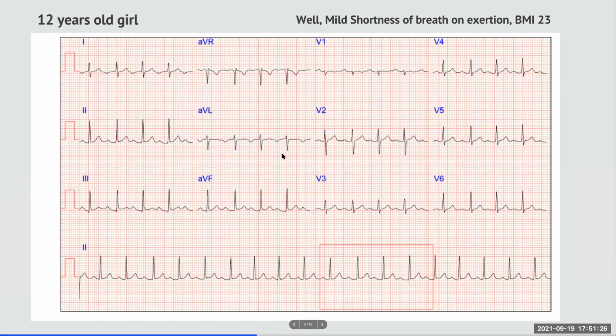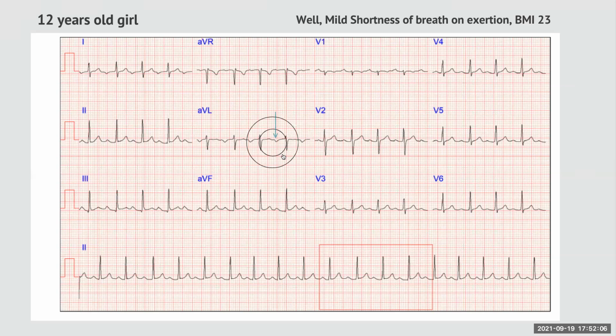So leads 1 and AVL look at the lateral portion of the heart, and here you see the P wave inverted, which is obviously away from the right atrium. In a normal individual or a normal girl, the P wave should be upright or positive because the wave of depolarization in the atrium should be traveling towards these leads, but it's not. So what does it mean? It means that this is not a sinus tachycardia. It is a tachycardia, but it is not a sinus tachycardia.